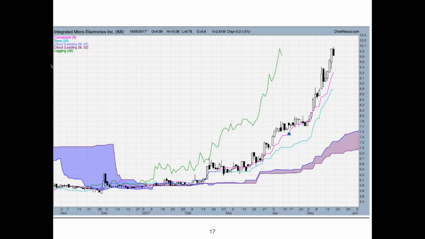Now let's look at all these components and how they warned us of the bullish breakout for IMI. IMI had been stuck in a trading range since October 2016 until February 2017. The Chikou span was inside this price range for 5 months. The prices were below a very thick Kumo. This was a bearish Kumo because the Senkou span A was below the Senkou span B. Therefore, this is a very bearish Kumo.